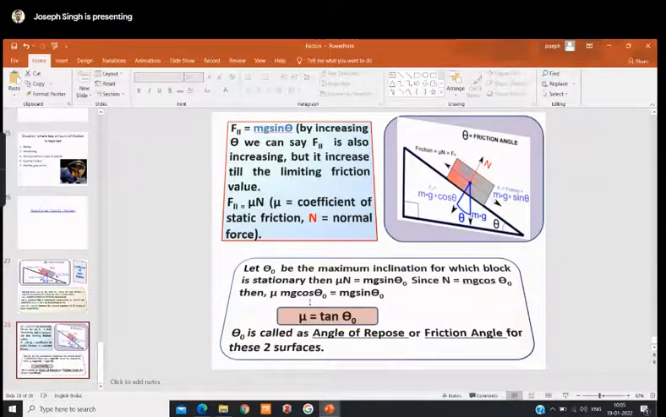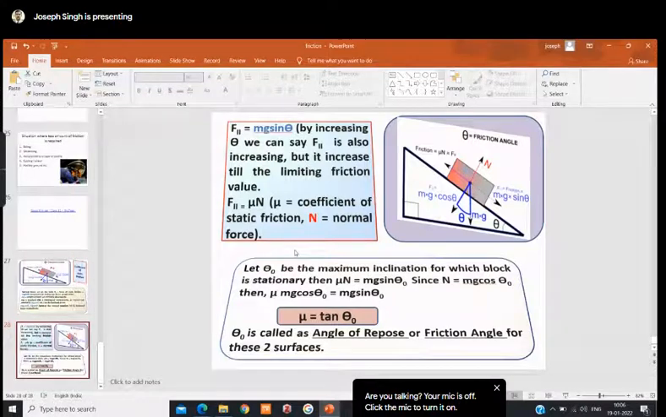So this is basically the angle at which, on reaching it, the body will start sliding. So it will be known as the friction angle. So our friction chapter is finished.